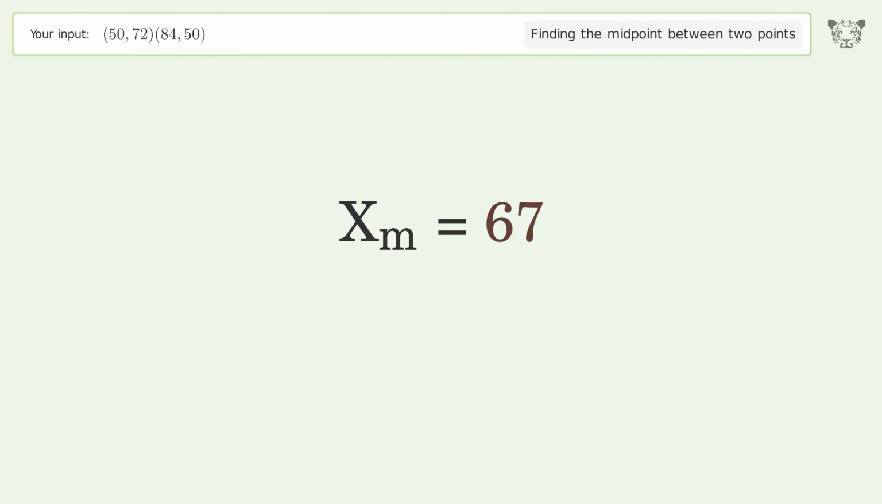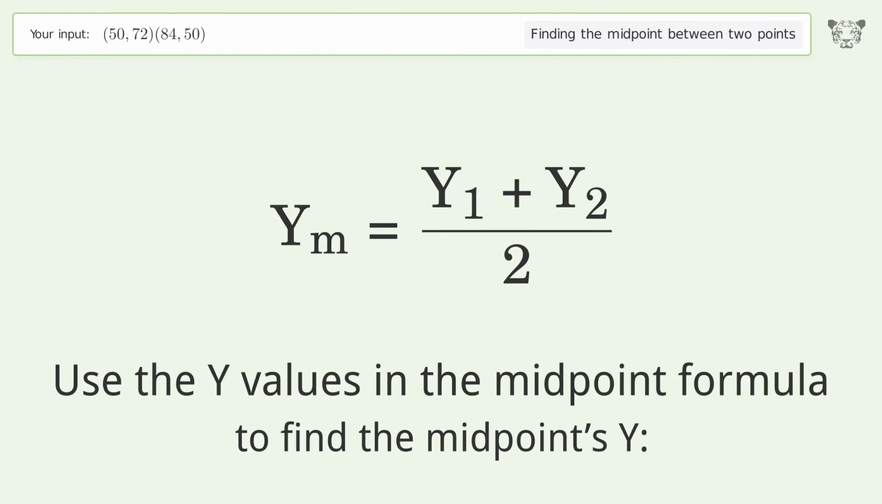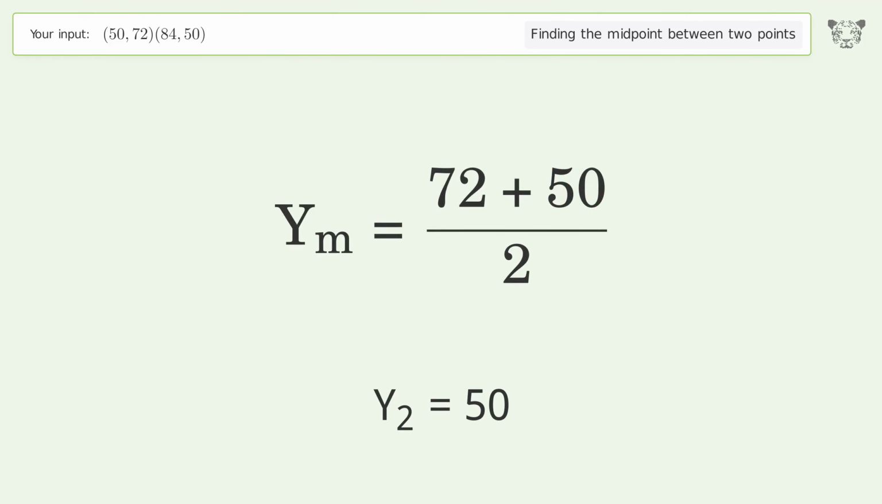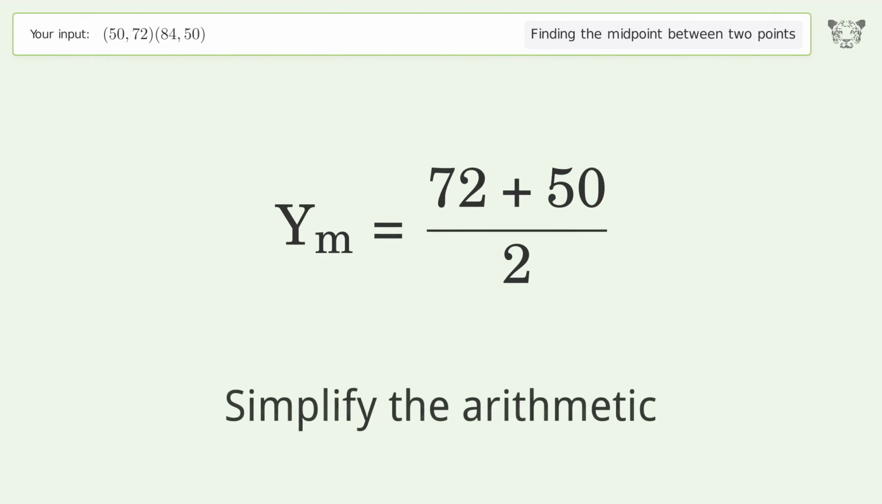Use the y values in the midpoint formula to find the midpoint's y. y1 equals 72. y2 equals 50. Simplify the arithmetic.